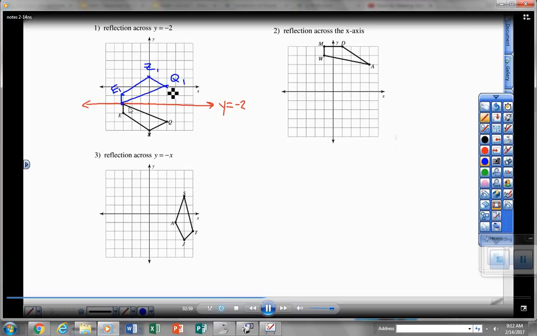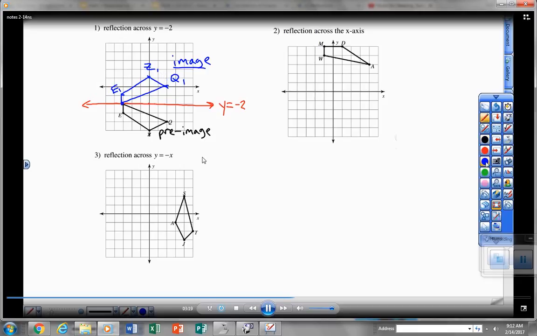And you can see if I folded my paper down this line of reflection, that image would fold right on top of the pre-image. But again, pre-image, the original coordinates; image, the new ones after the transformation. You could see by the little prime marks on there, those are the new coordinates.